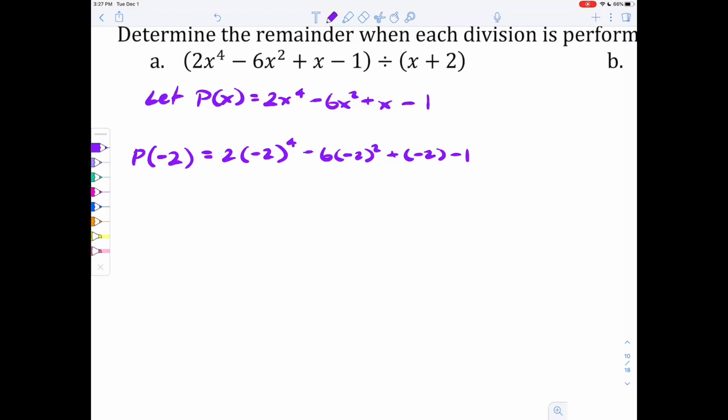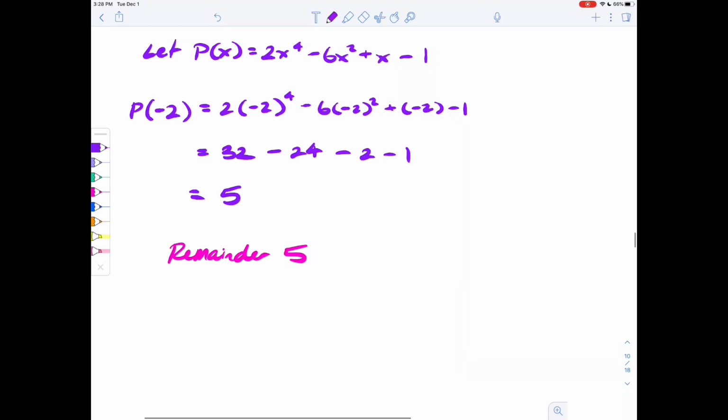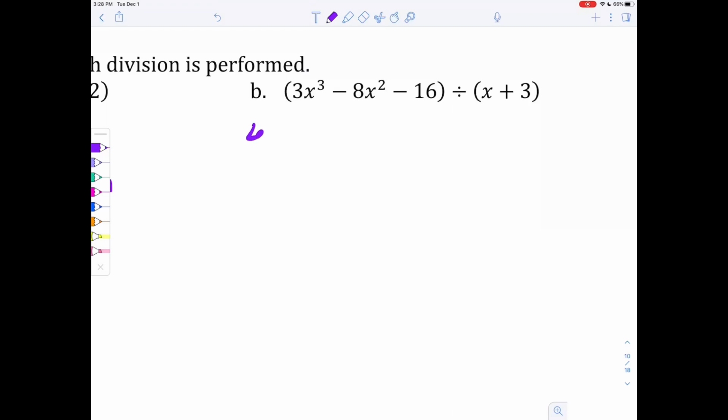There's that. And then I can evaluate this. If you feel comfortable evaluating it all in one line, go for it. I'm going to take this in multiple steps. We are, of course, doing this without a calculator. So in this case, we can say that the remainder is 5. And then this other one on the right, don't forget that let statement.